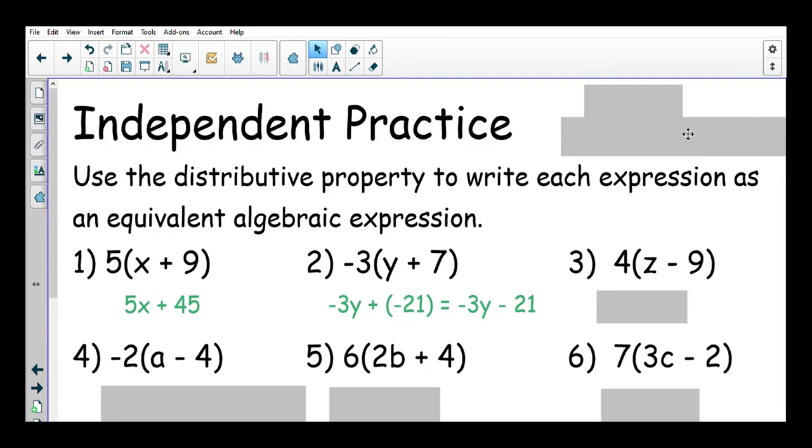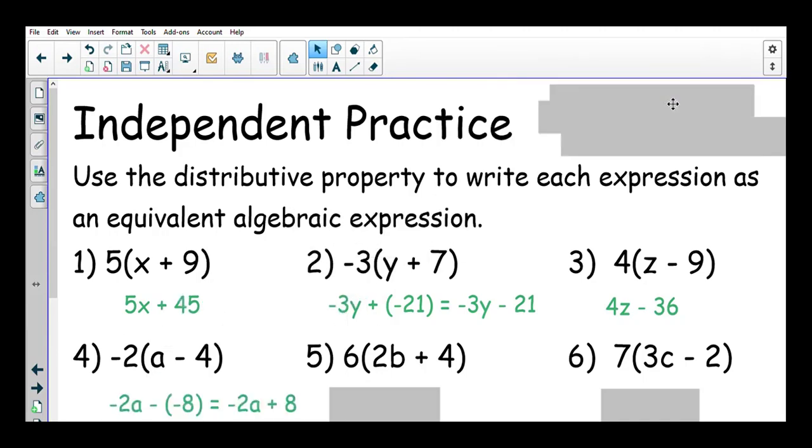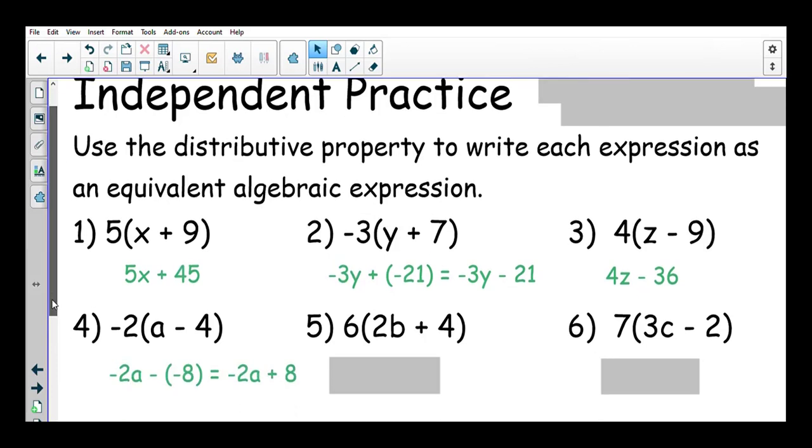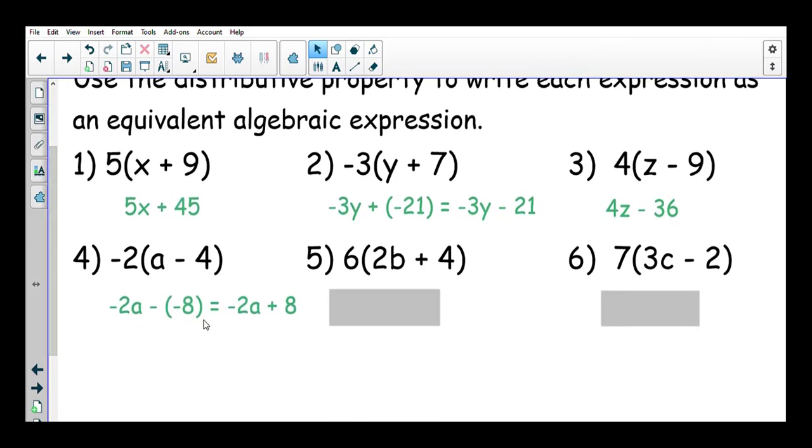Number 3, distribute the 4 into the parentheses. 4 times z minus 4 times 9 is 4z minus 36. Number 4, distribute the negative 2 into the parentheses. Negative 2 times a is negative 2a. Negative 2 times 4 is negative 8. So you've got negative 2a minus negative 8, which you can rewrite as negative 2a plus 8.